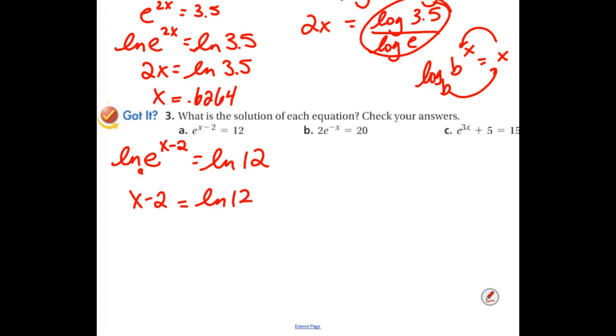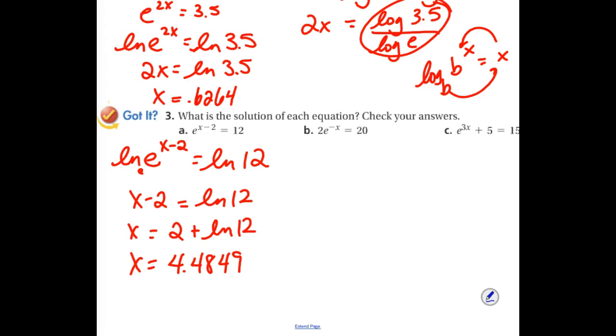Once I know the natural log of 12, what would I have to do? Add the 2 over. So go ahead. 2 plus the natural log of 12, what do we get? .4849, something like that? Yeah. Okay. All right, I'm going to pause the recording. I want you guys to try the next 2.